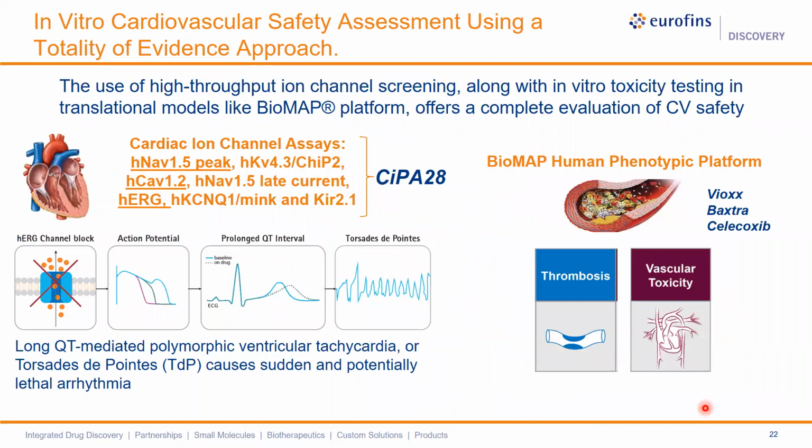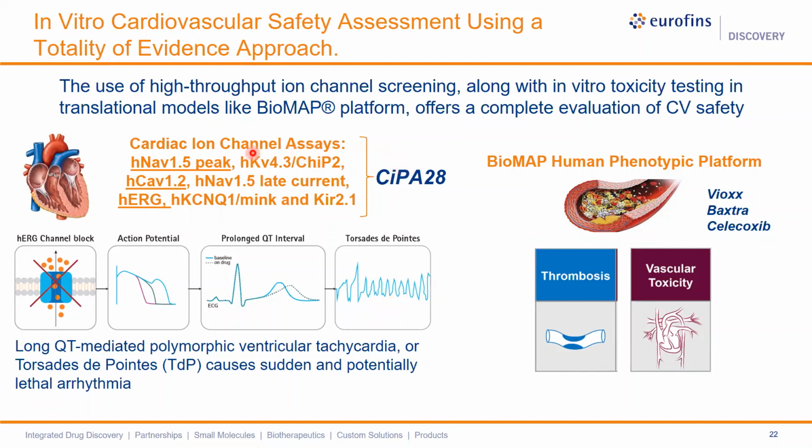And in the summary, I have talked about the use of high throughput ion channel screening, along with in vitro toxicity testing and translational models, like the BioMAP platform, which offers a complete evolution of cardiovascular safety. You are measuring the cardiac safety using the CiPA-7 cardiac ion channel assay to find out the mechanism, the 4 buckets: ion channel modeling, verify the MEA, and then look at the clinical.